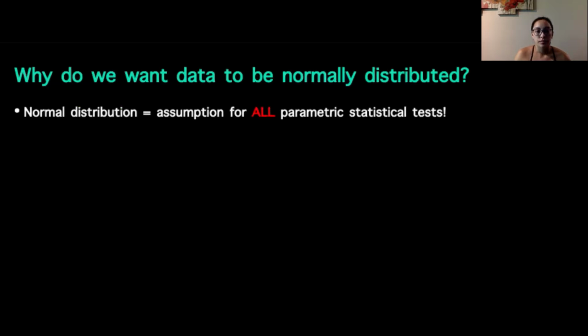So why do we want data to be normally distributed? The normal distribution, similar to random sampling, is an assumption that's used for all parametric statistical tests. When you have ratio or interval data, you have to meet the assumption that you have normally distributed data in order for the results of your tests to be accepted and interpreted for what they are.